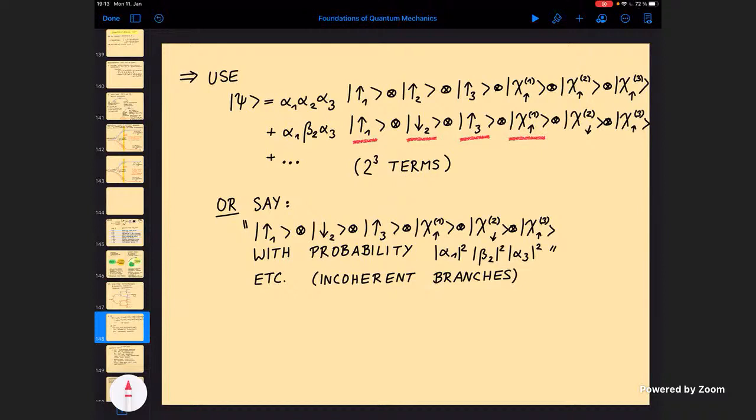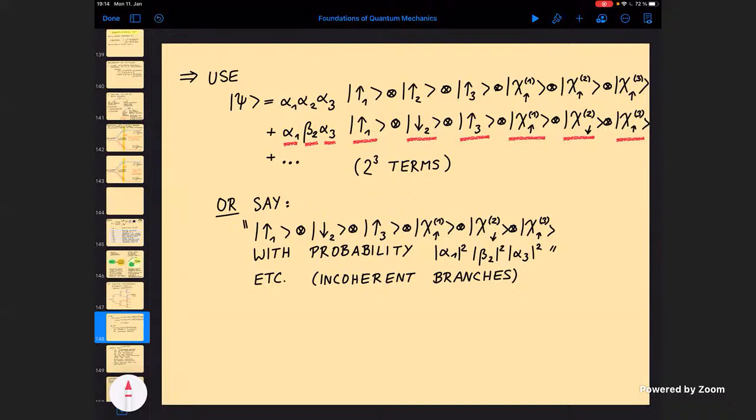So chi one up means particle number one has been registered up. Maybe it means a certain state of the memory of the computer that has registered this particular outcome and so on. So this chi one up, as usual, is a very macroscopic quantum state involving many degrees of freedom. And the same for two and for three. And I multiply this, of course, with the original superposition amplitudes that came from the original superposition states. So let's call them alpha one for particle one, beta two for the down component of particle two, and alpha three for the up component of particle three. So there will be these eight terms.